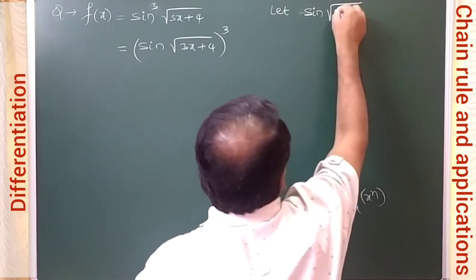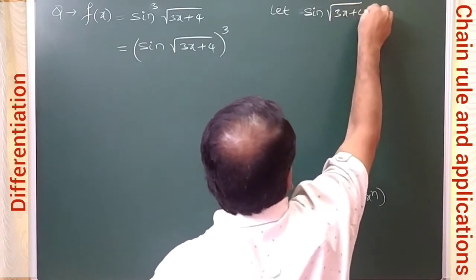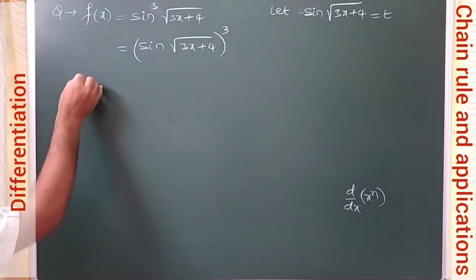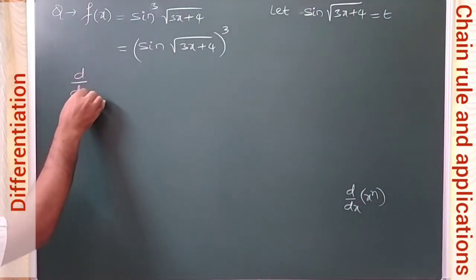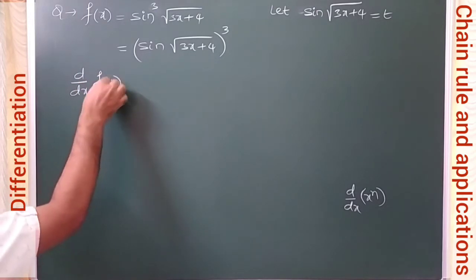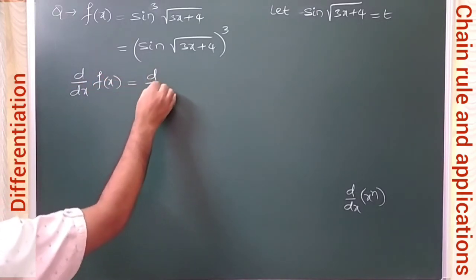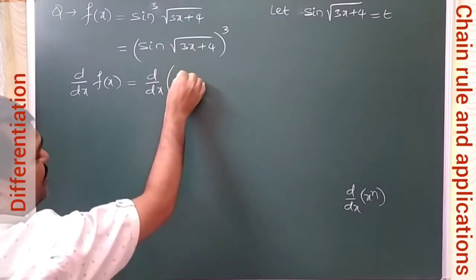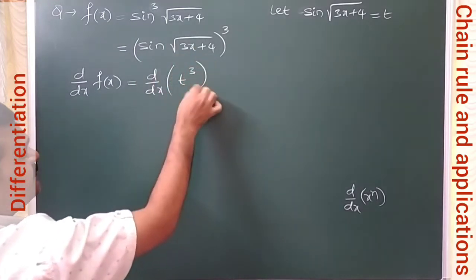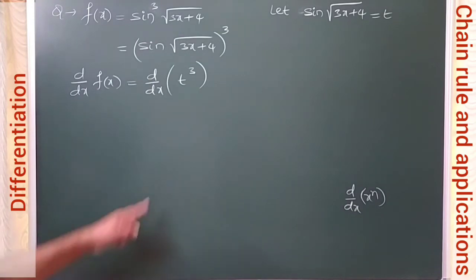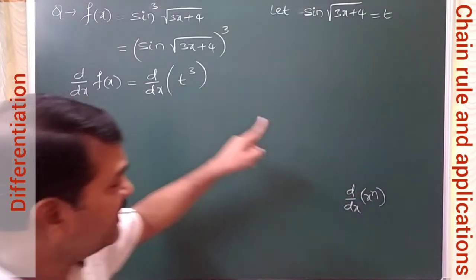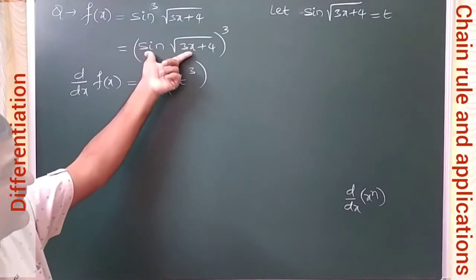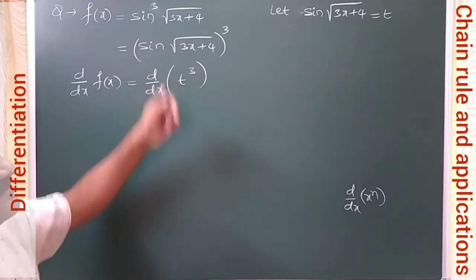So let us assume sine under root of 3x plus 4 as t. Therefore, when you are differentiating both sides, d by dx of f of x will be d by dx of t cube, since this complete part is t. You can see clearly now, exactly this model you are getting. When you are taking this as t, this is internal function, not external.